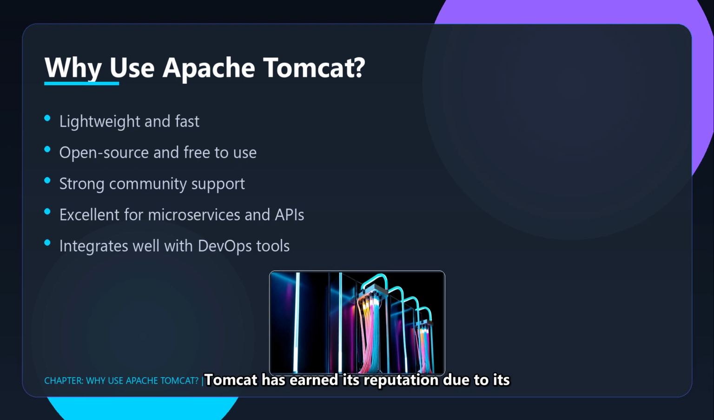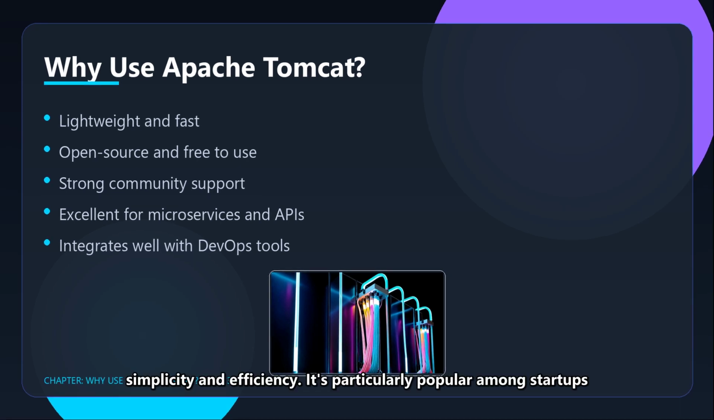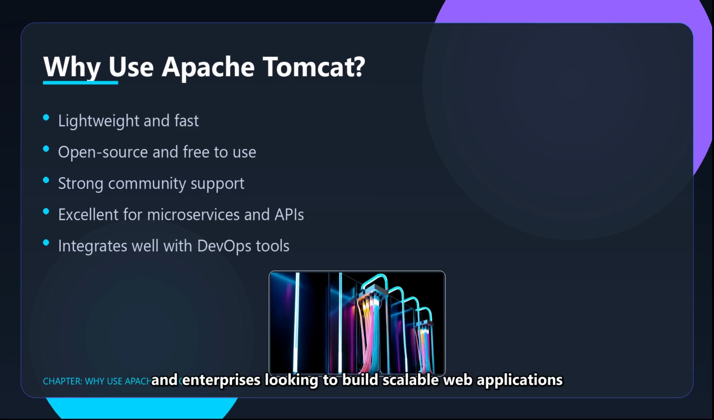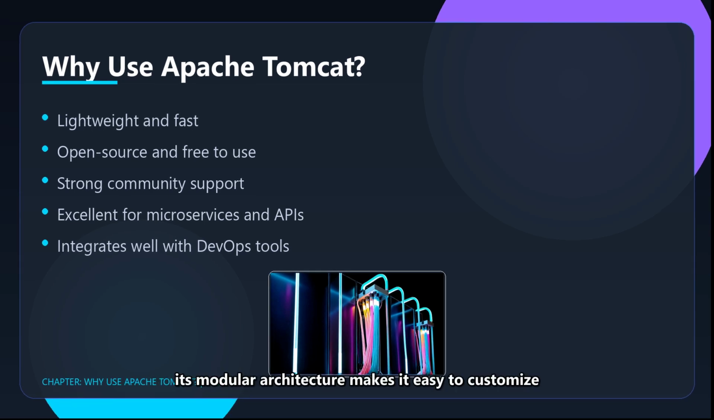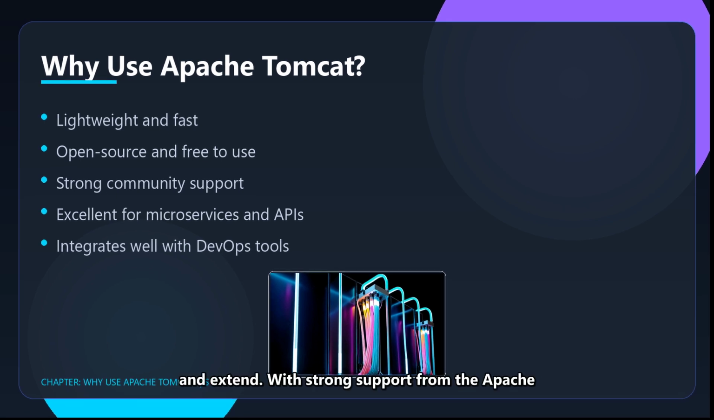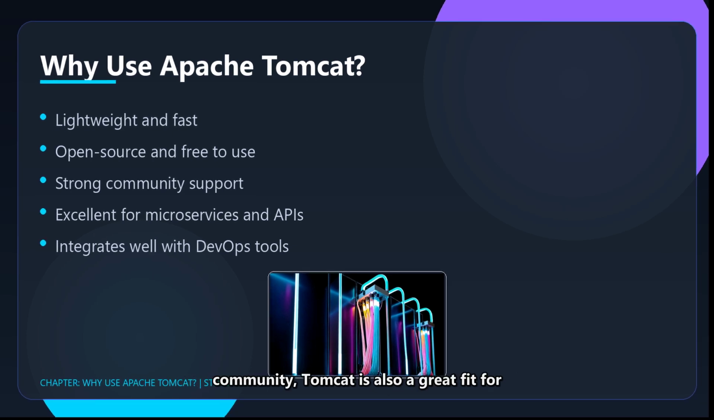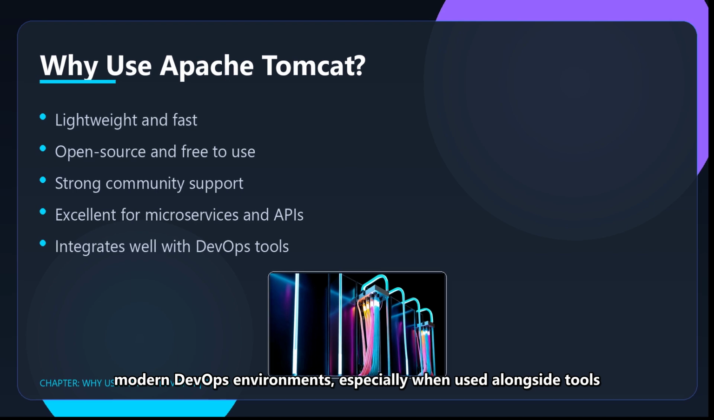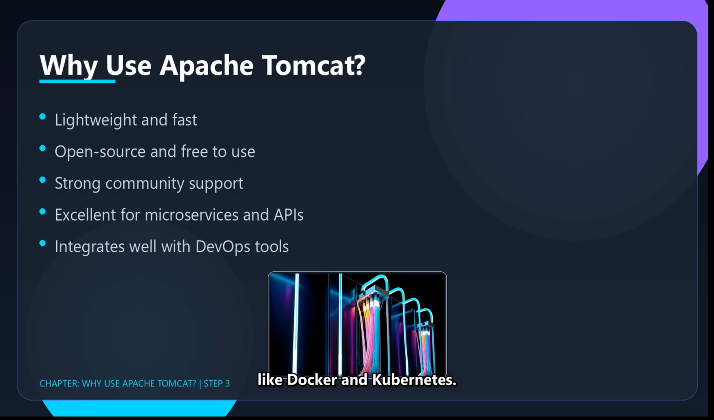Tomcat has earned its reputation due to its simplicity and efficiency. It's particularly popular among startups and enterprises looking to build scalable web applications quickly. Being open source means no licensing fees, and its modular architecture makes it easy to customize and extend. With strong support from the Apache community, Tomcat is also a great fit for modern DevOps environments, especially when used alongside tools like Docker and Kubernetes.